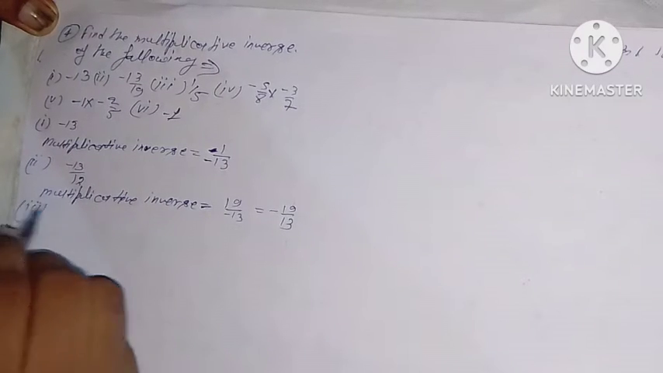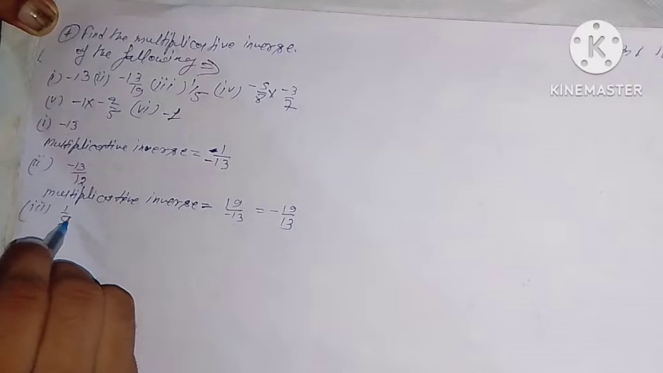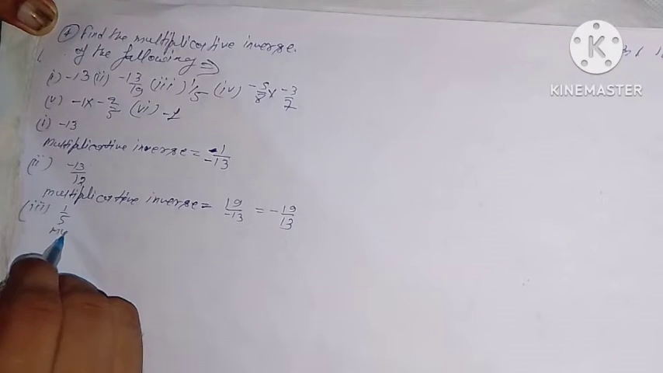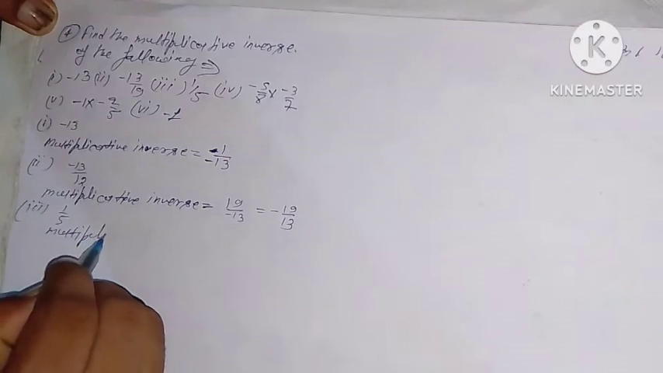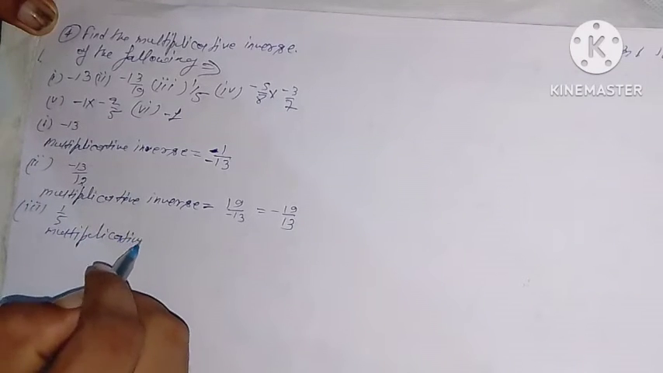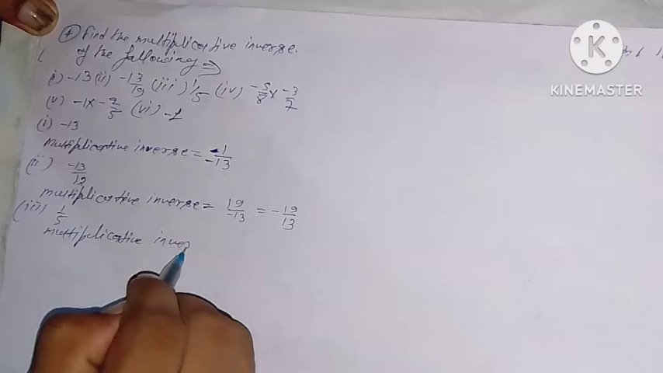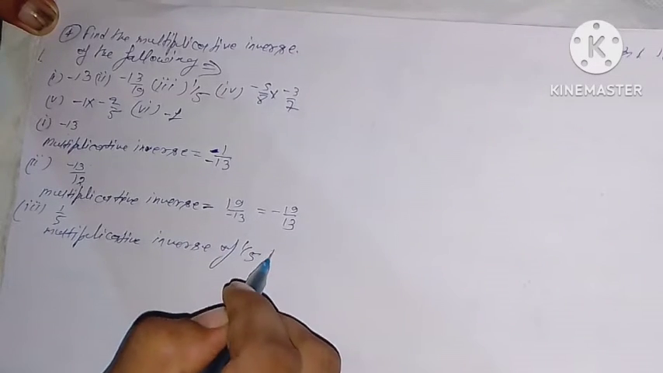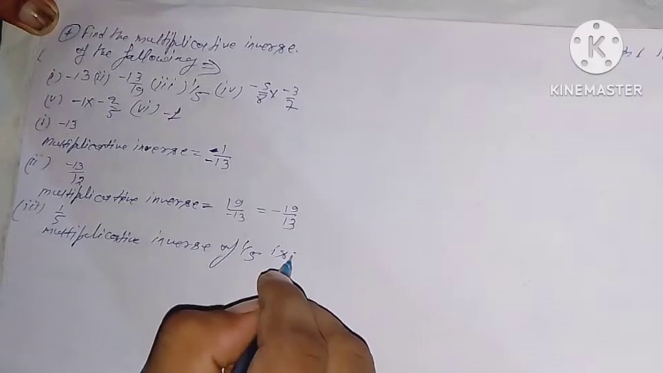Next, third question, 1 upon 5. The multiplicative inverse of 1 upon 5 is 5.